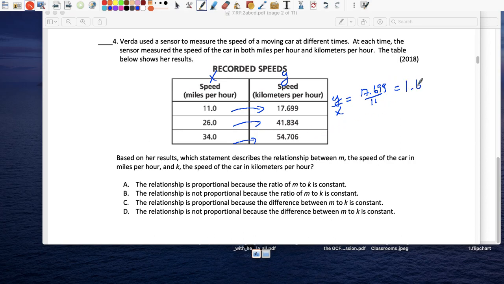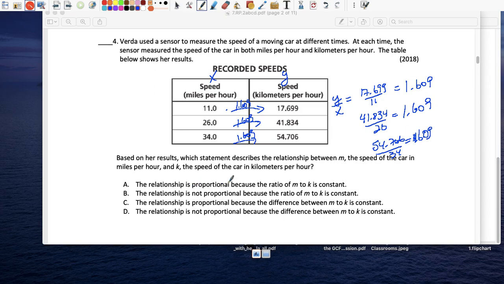1.609. For the second point, let's do 41.834 divided by 26. Let's see if we get 1.609. 41.834 divided by 26. Look at that, you get 1.609 again. And then the last one, just to confirm, 54.706 divided by 34 equals 1.609. So it is a proportional relationship, right? To get from x to y, you multiply by 1.609.